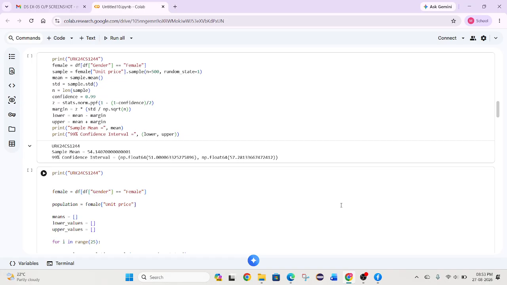With the graph, after calculating 25 intervals, we plot them using matplotlib. The x-axis shows the trial number and the y-axis shows the unit price. Each vertical line represents one confidence interval. What should we observe? These intervals are not exactly the same. This is because every trial uses a different sample. So the sample mean changes slightly, and the lower and upper limits can also change.